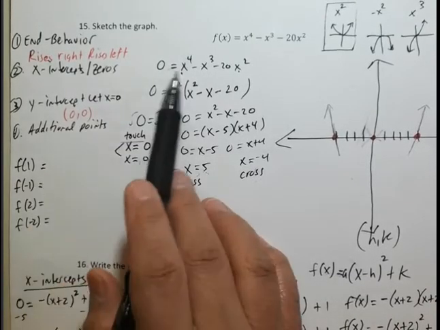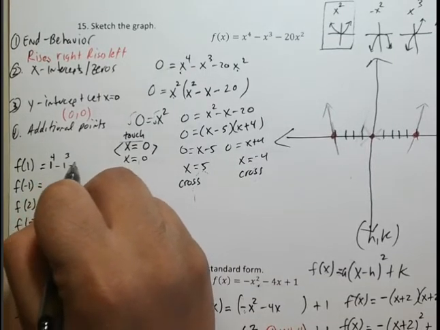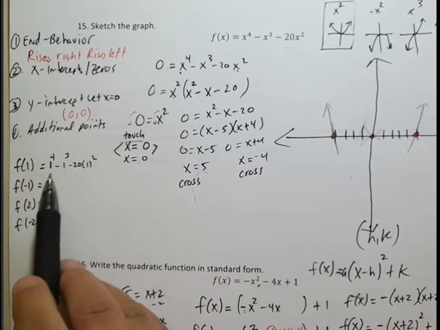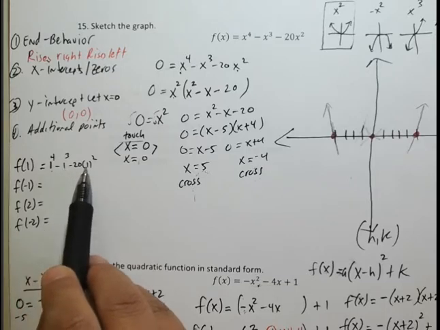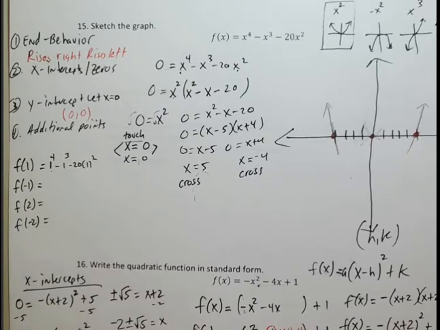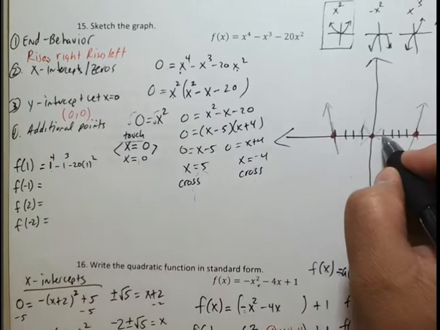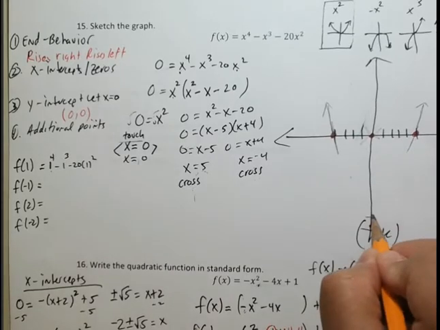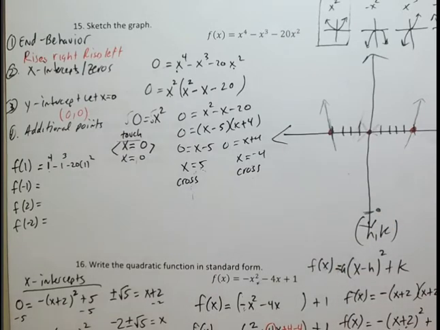So we plug in the 1 in here. We're going to get 1 minus 1, and then this is going to be a -20. So what do we get? It's just -20, because this is 0 here, right? So f of 1 gives me a -20. So I'm going to put it somewhere down here, like the point.